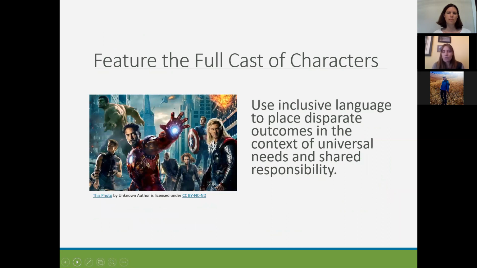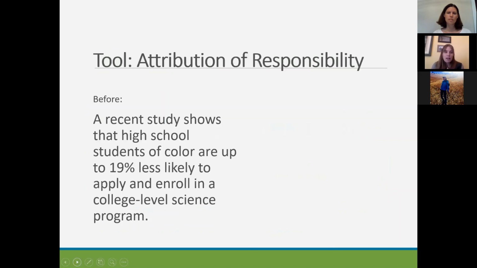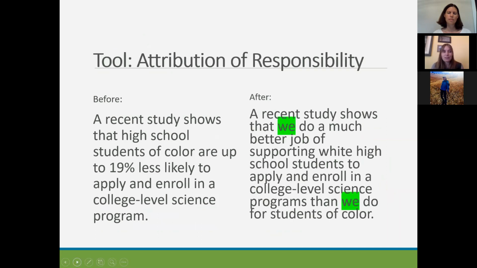Another recommendation was really around how to use inclusive language. And so one tool that they gave us around inclusive language was this tool of attribution of responsibility. And you can see the statement that they took out of one of our communications was that a recent study showed that high school students of color are up to 19% less likely to apply and enroll in a college level science program. And they tweaked that and changed it to say, we do a much better job of supporting white high school students to apply and enroll in college level science programs than we do for students of color.